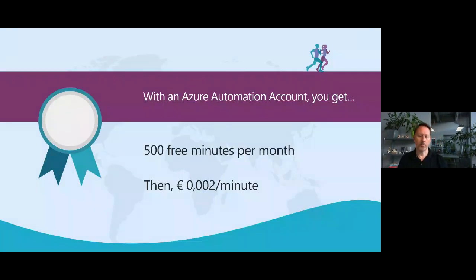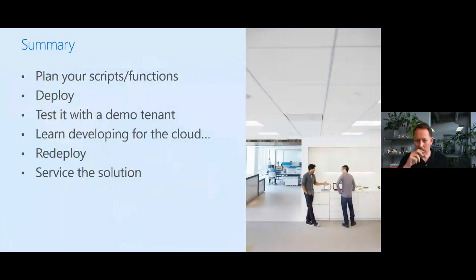Okay, my last point here is that if you work with an Azure Automation account, of course, you need an Azure subscription. You get 500 free minutes runtime per month with that automation account with that subscription. After these 500 minutes are consumed, you see the costs are very, very small. They're less than 0.2 cents per minute. So you can run a lot of scripts in that time here. Okay, so this is my summary here.